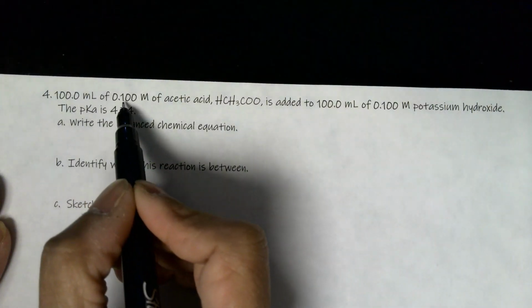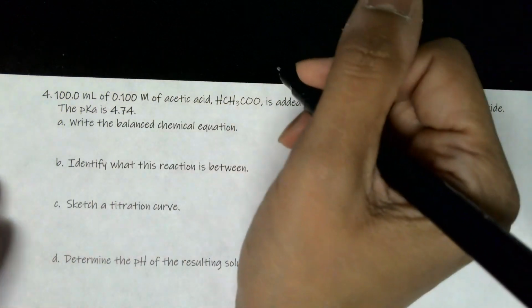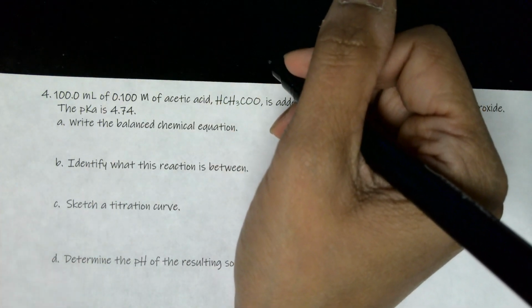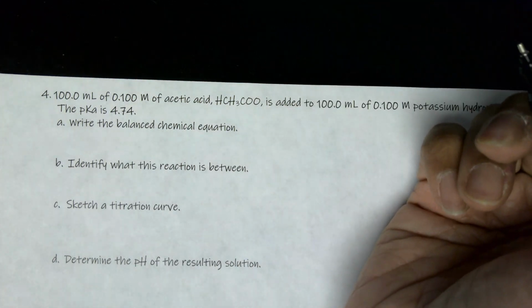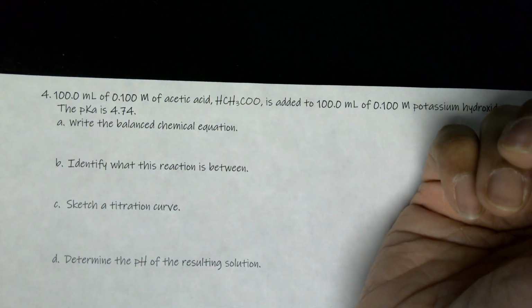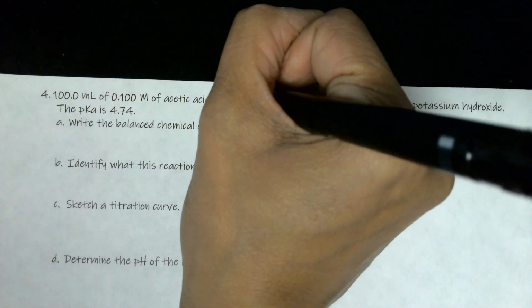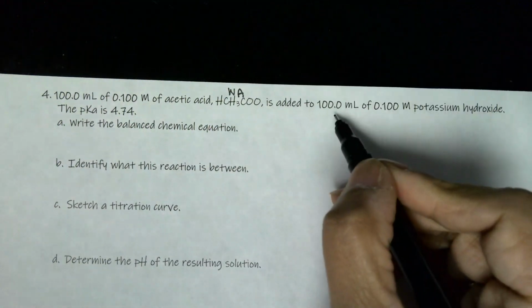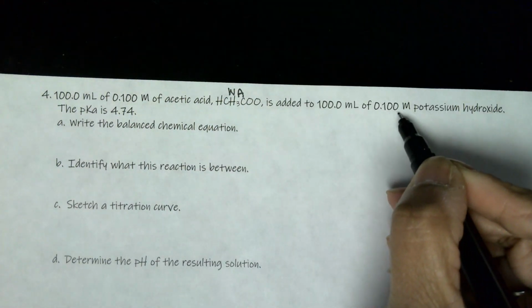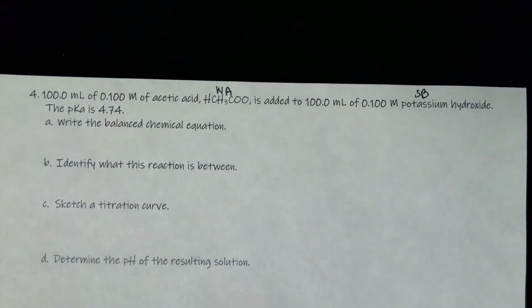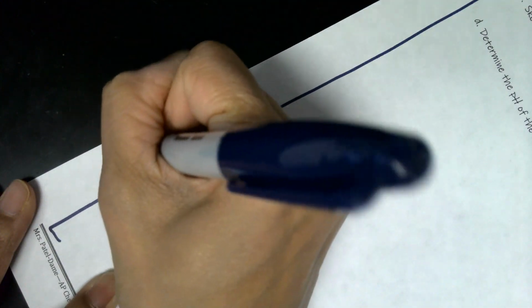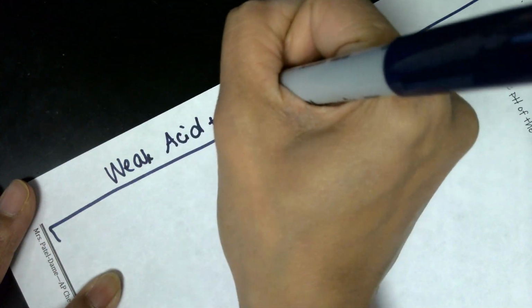100 milliliters of 0.100 molar of acetic acid. So let's think about acetic acid. Think back to see if it's a strong acid or a strong base. So acetic acid ends up being a weak acid. It's added to 100 milliliters of 0.100 molar potassium hydroxide, which is a strong base. So let's make sure that we have this noted in here. So we have weak acid plus the strong base.